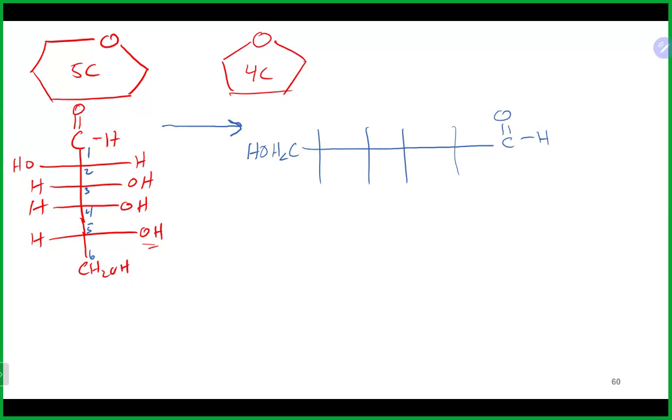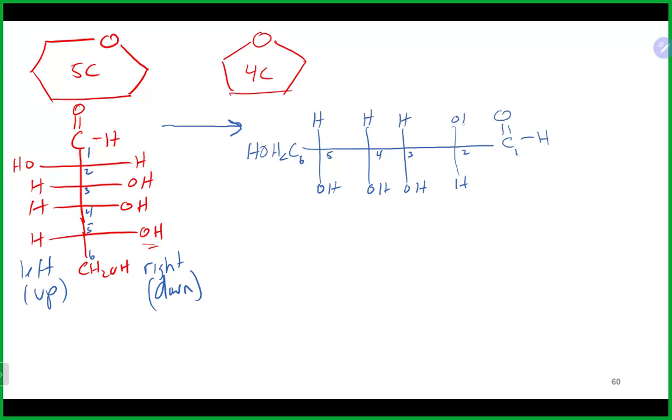Now when we drop this on its side, everybody on the right-hand side is going to end up down. Or if you don't want to redraw it, all you have to remember is right-hand side down, and everybody on the left-hand side will be up. We can again number our carbons 1, 2, 3, 4, 5, and 6, and just put everybody back where they're at. So we have an H, an OH, an OH, and an OH. And then we have H, H, and OH.